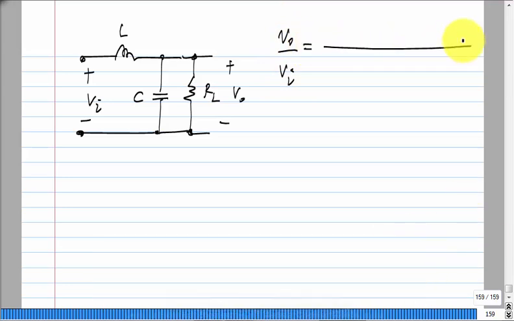I am not going to work this out. This is the parallel combination of these two divided by the parallel combination of that plus SL, and you get 1 divided by 1 plus S square LC plus SL by RL. So, sanity check, obviously DC gain is 1, the inductor is a short and the capacitor is open. Another possible sanity check is when RL is infinity. What do you expect to happen when RL is infinity? The load is infinity.